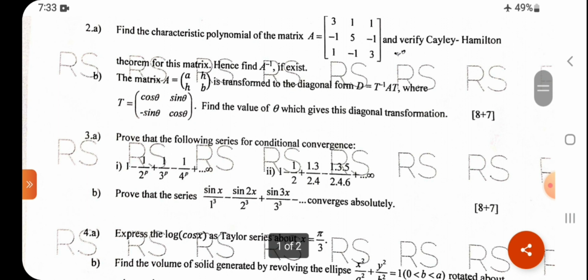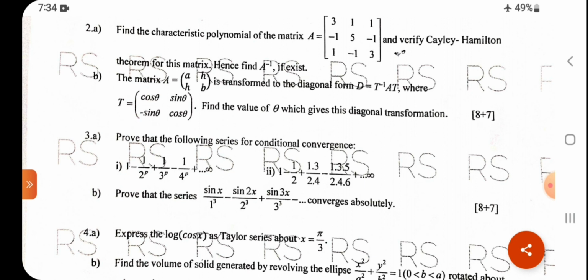Third A bit, prove that the following series is conditionally convergent. Conditional means an alternating series is given. It looks like summation of minus 1 whole power n times 1 divided by n to the power of p type. So use the Leibniz test first to check whether it is convergent or not. Once it is convergent, then for conditional you take the modulus and verify. If the modulus is also convergent, you call it absolutely convergent, otherwise conditionally convergent.